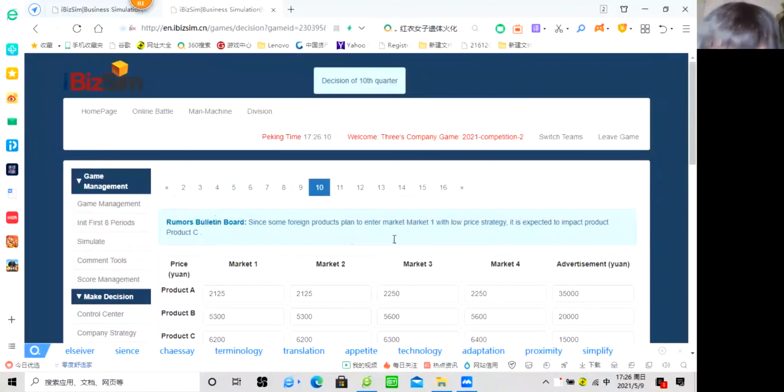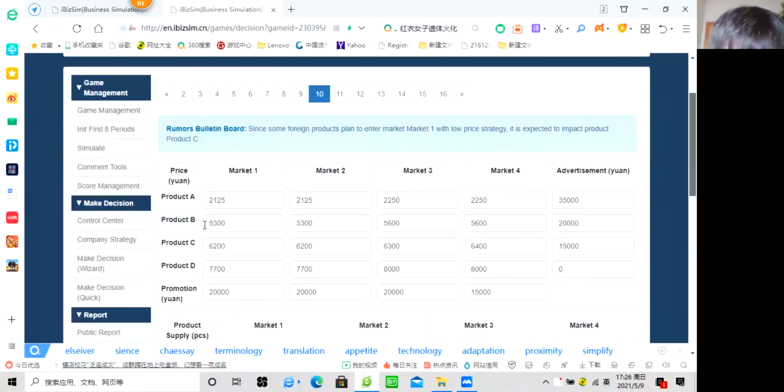Here is the price. The price for our product A should be sold on market one at a price of 2001 to 2122, 2125. Okay, so this is the price they made. And this is a promotion.